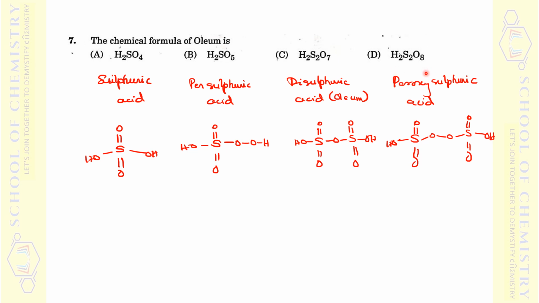And it is very important to remember all these structures and related structures and some more other acids and their structures. Questions can be asked from any corner. So now straight away we can say that the answer for this question will be option C, H2S2O7.